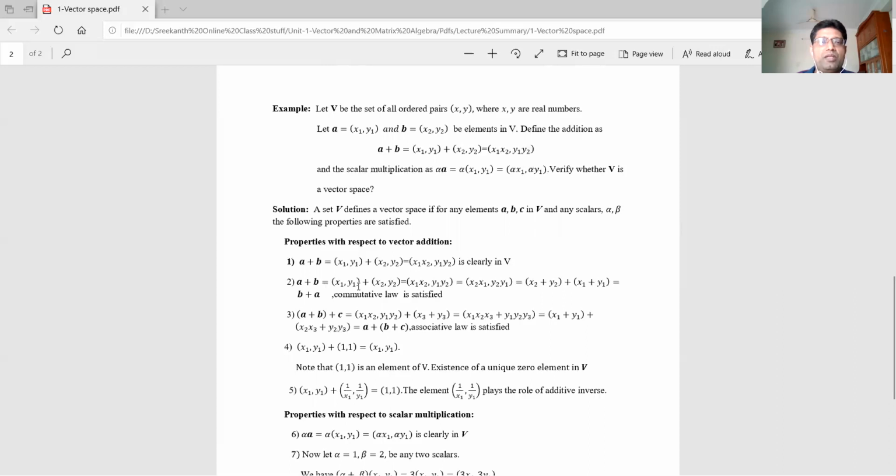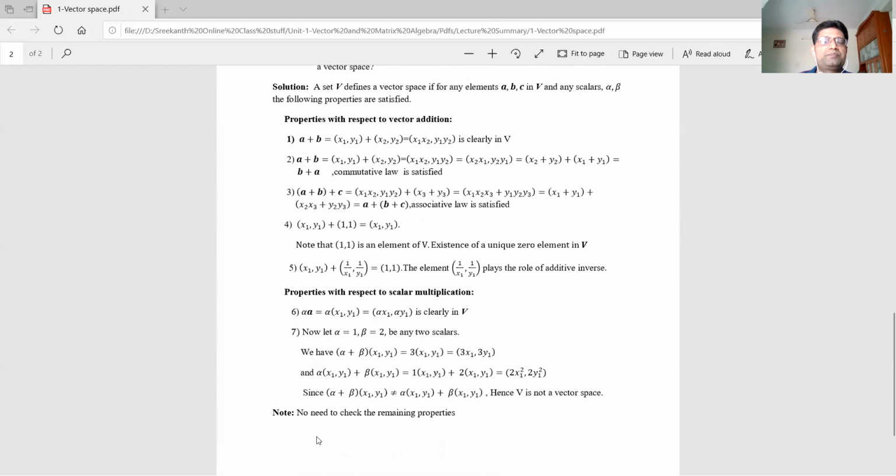Next, a plus b. A is this, b is this. With respect to this operation, if you add them, you are going to get x1 x2 comma y1 y2. Because these are numbers, you can write it as x2 x1 and y2 y1 also. Therefore, the commutative law is also satisfied. Third one is associative, a plus b plus c. A plus b is this one, which we got already, plus c. C is x3, y3. Then according to the defined operation, I can write this as x1 x2 x3 comma y1 y2 y3. This once again you can write as x1 times the product of x2 x3, and y1 times the product of y2 y3. So this is a plus b plus c. Therefore, the associative law is also satisfied.